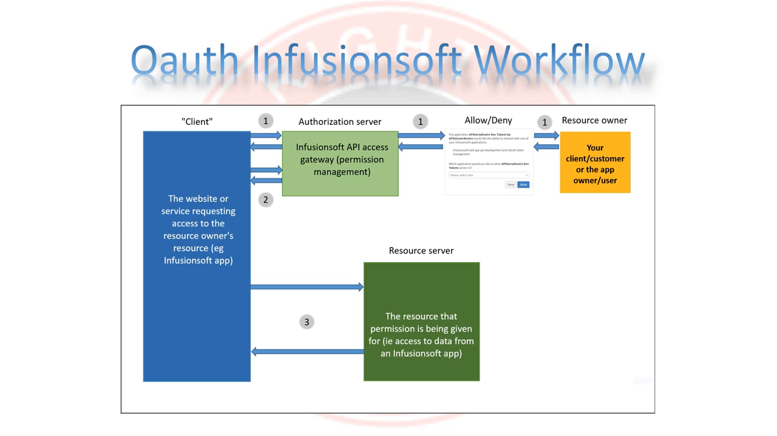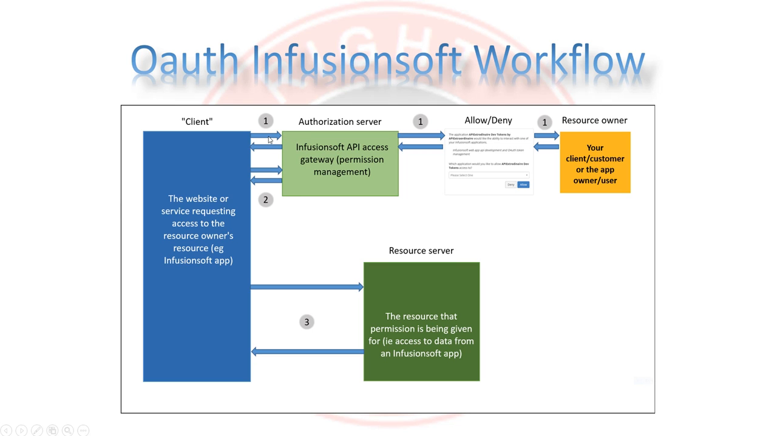Authorization server is basically the gateway that gives or denies permission. The resource owner would be your customer or the owner of the Infusionsoft app, or potentially a user within an Infusionsoft app that is allowed access or given permission to give permission. And then the resource server is the server in which we make the API calls and retrieve information from or write information to. So the process works like this.